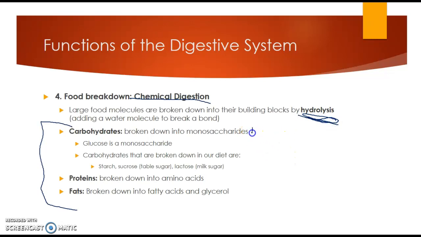So our carbs are broken down into monosaccharides, the most important being glucose, which is our blood sugar. A lot of times we get carbohydrates in milk, which is lactose, and then starch in potatoes, and different breads as well. And then proteins are going to break down into amino acids, which are really important for rebuilding proteins that we need in the body. And then fats are broken down into fatty acids and glycerols, which are then used to make things like cell membranes or even stored as extra energy.